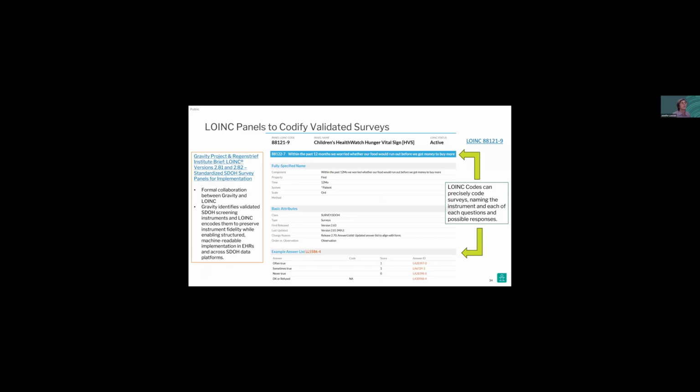So turning now to another international coding system, which is LOINC. LOINC stands for Logical Observation Identifiers, Names, and Codes. It's most notably known for coding laboratory values. However, the Gravity Project and LOINC have teamed up to encode multiple ESTO survey instruments as standardized LOINC panels.